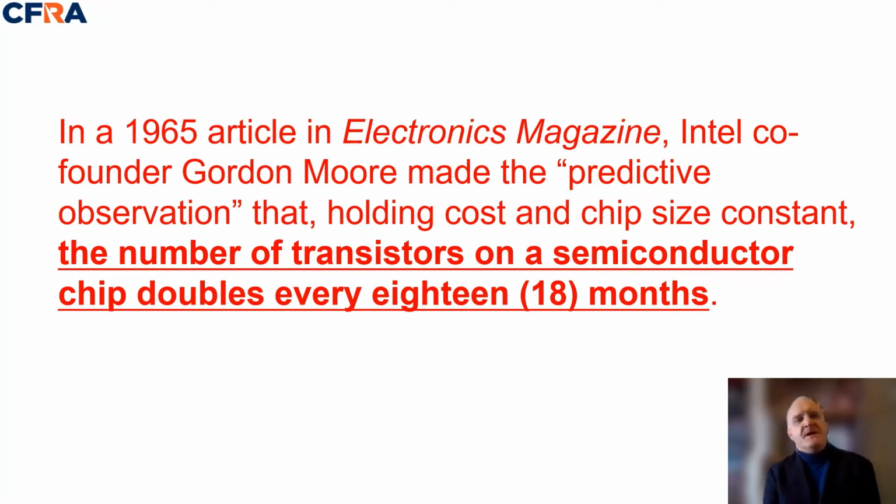Here's the definition of Moore's Law. In a 1965 article in Electronics Magazine, the Intel co-founder Gordon Moore made the following predictive observation: holding cost and chip size constant, the number of transistors on a semiconductor chip doubles every 18 months. Then in 1975, the Caltech professor Carver Mead coined the term Moore's Law, and at the same time, Gordon Moore extended his doubling pace to 24 months because it looked like it was slowing down a bit. That held true for Intel x86 CPUs until 2014, until TSMC took over the lead, and now TSMC is the company that produces the chips with the greatest transistor densities first.